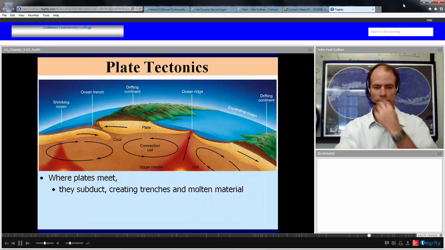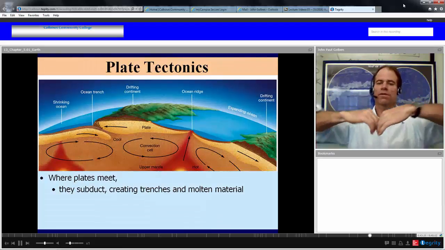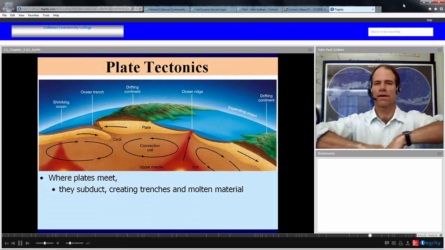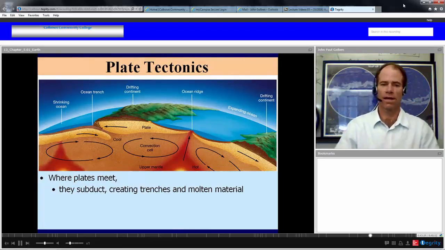Also, you might see trenches at these places, and in fact, if two plates were to subduct together, you might see an enormous trench, as seen at the Marianas Trench in the western Pacific. And so all this would create trenches and molten material.